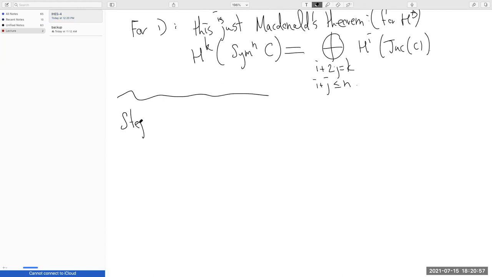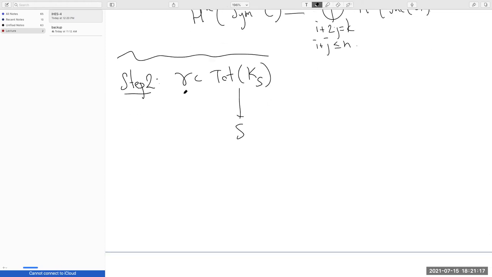Then what about step two? Step two is where you go to the general case. Now I have a curve sitting inside the total space K_S. S is just some surface. It doesn't have to be Fano or anything like that. The only assumption is that the projection of this is still an integral curve inside of S. And so then the claim is that we have the following diagram, and this diagram will allow us to reduce step two to step one.